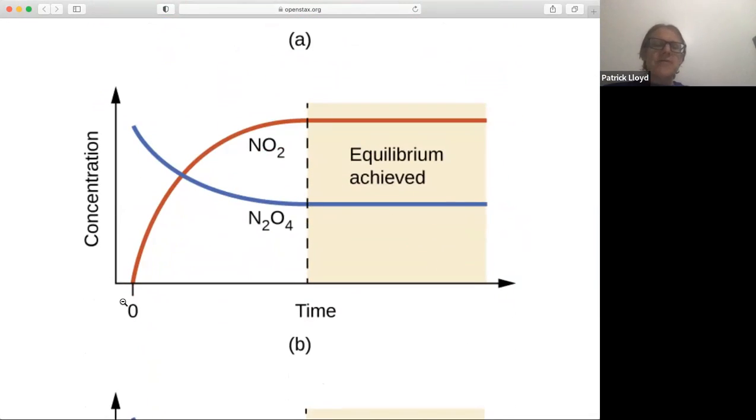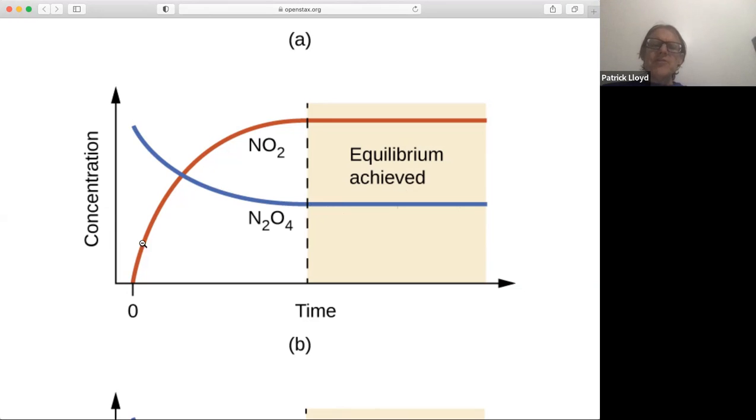So take a look graphically at what's happening. We start off with N2O4. We don't have any NO2 to begin with. Over time, the N2O4 goes down, down, down, and then it stabilizes. It doesn't seem to change anymore. Likewise, the product NO2 is going up, up, up.